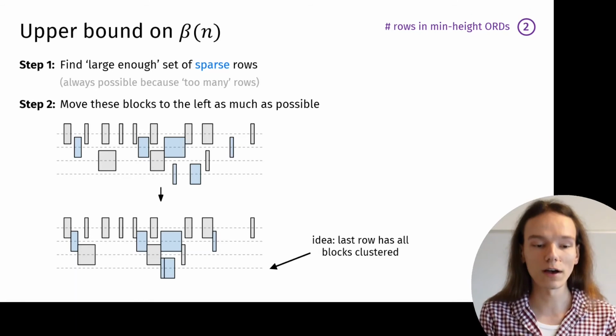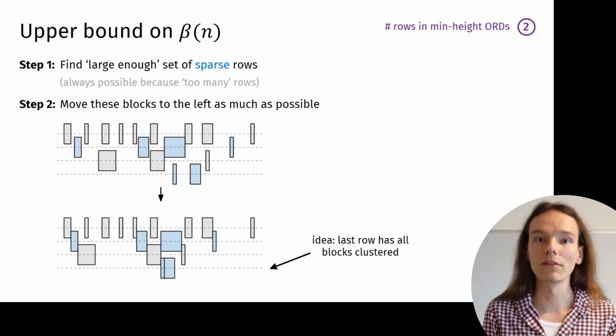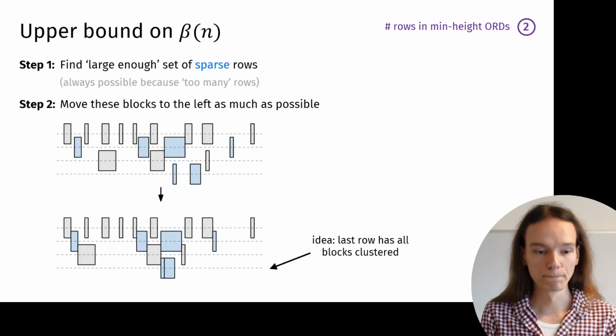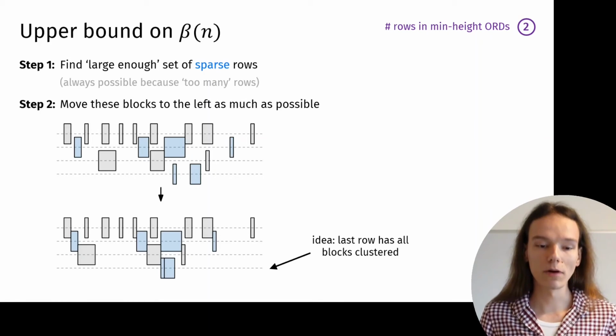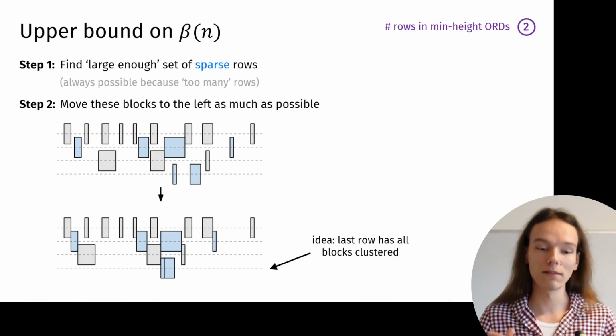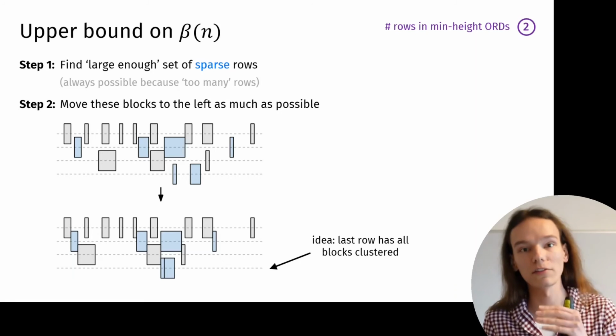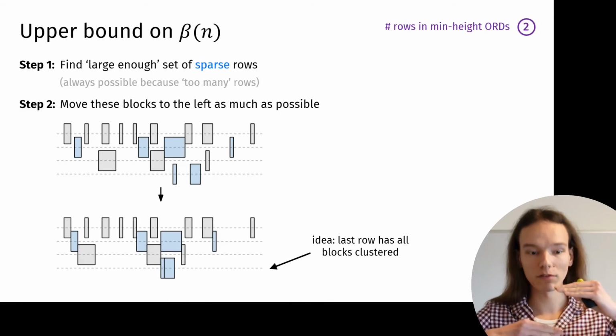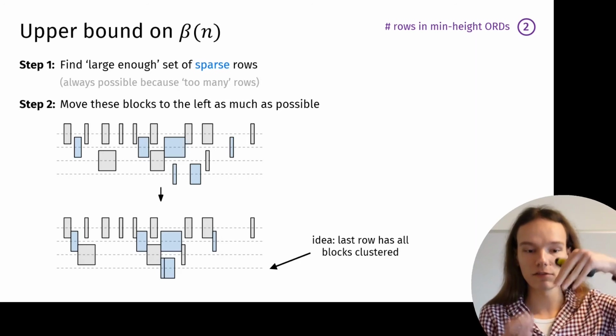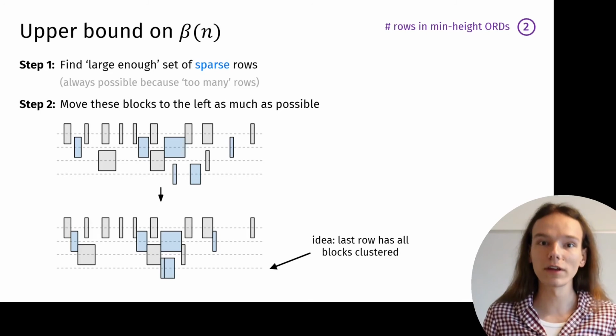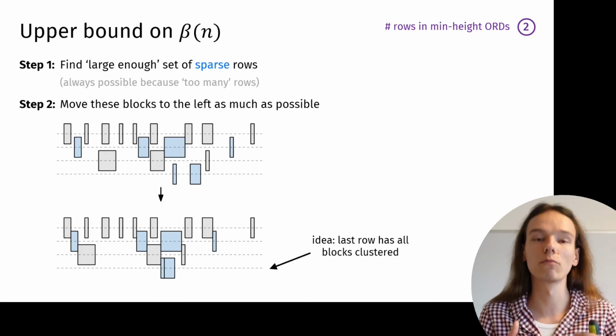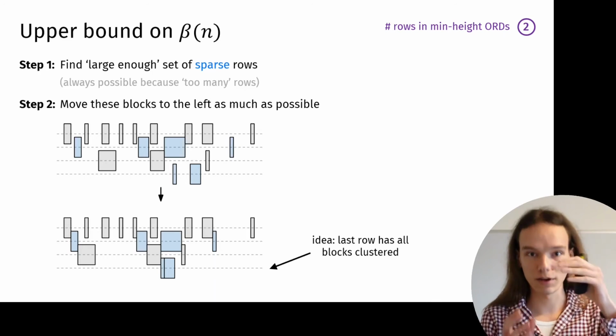And what I want to show now is that the last row has all blocks clustered. So why is that helpful? Well, if all the blocks are clustered, then we can basically repeat this construction from the other side. Then we have 2 adjacent rows with the blocks all clustered, and that gives a very nice structure. Then you can show somewhat easily that you can merge these rows together.